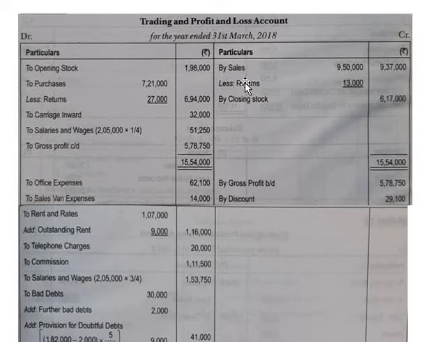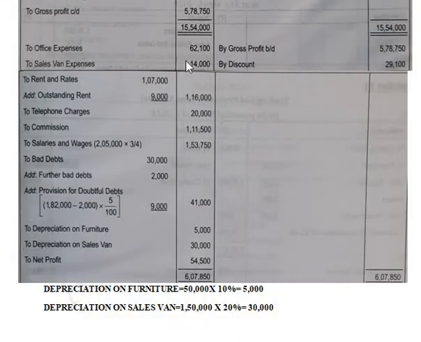Then we have to take sales on the credit side. Then you less the returns, you'll get 9,37,000. Then you have to take the closing stock. Remember, again I'll repeat here, since the closing stock has been given in the adjustment, first of all it will be shown on the credit side of the trading account for rupees 6,17,000. After that, it will also be shown on the asset side of the balance sheet. Now, since the credit side is greater than the debit side, the remaining amount will be the gross profit. So gross profit here is 5,78,750.